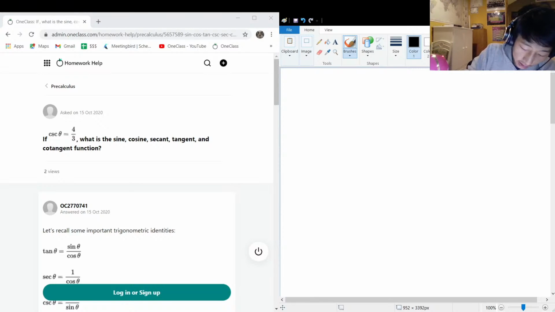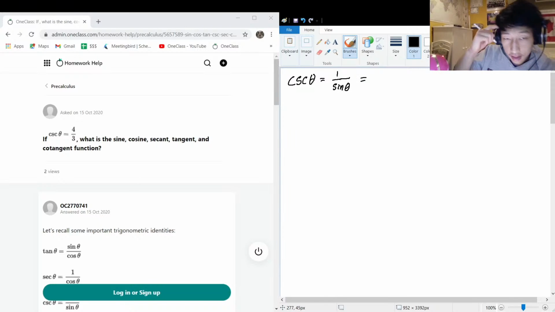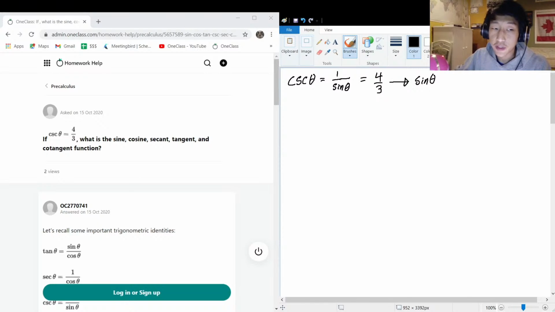If we write out cosecant, that's what we're given. This is equal to 1 over sine theta. In this case, the result of the cosecant is 4 over 3. Since we know that sine theta is the reciprocal of cosecant theta, we know that sine theta has to be the inverse of this, which is just 3 over 4. So sine theta equals 3 over 4.